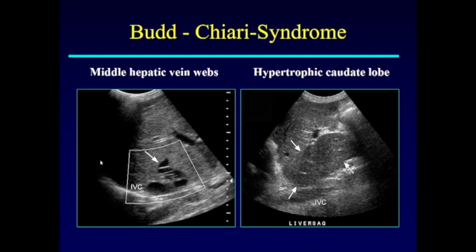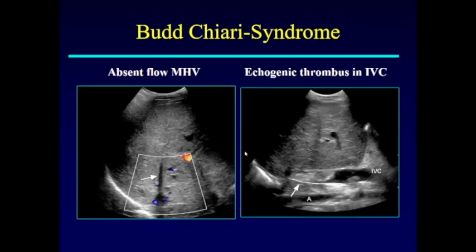So here's a patient with Budd-Chiari syndrome. Look at this middle hepatic vein here. There are all these middle hepatic vein webs. This patient also had a very large hypertrophied caudate lobe, which you can see in Budd-Chiari syndrome. Here's another patient where you look at the middle hepatic vein, and it's visible on grayscale, but there's no flow within it. And in this patient, we also see echogenic thrombus within the inferior vena cava.